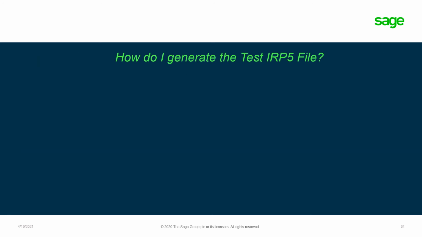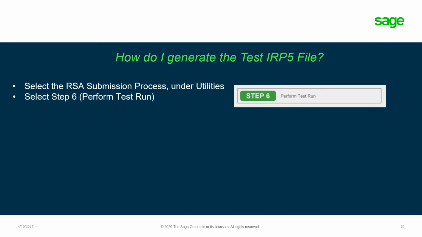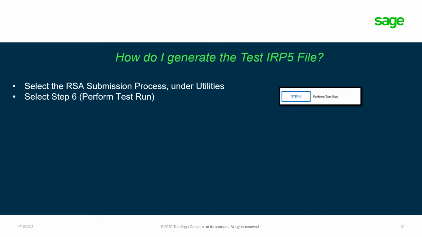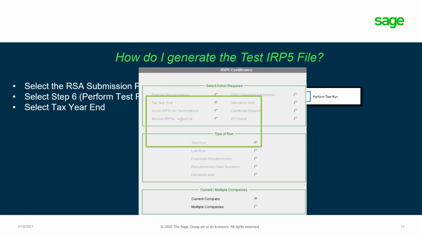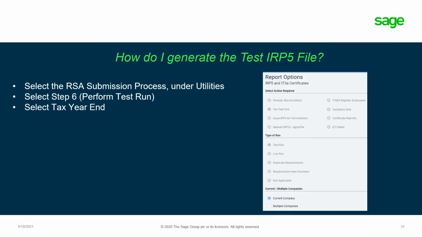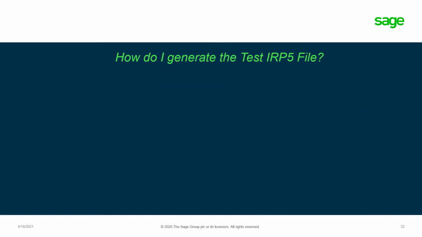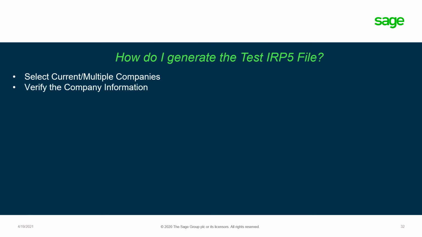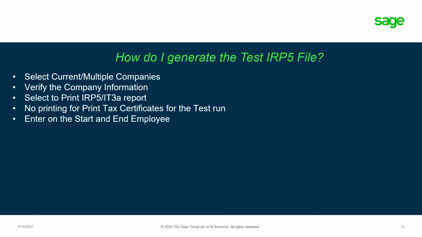How do I generate a test IRP5 file? Select the RSA Submission process under Utilities. Select Step 6, Perform Test Run. Select Tax Year End. Select Current or Multiple Companies. Verify the company information. Select to print IRP5 IT3A report.